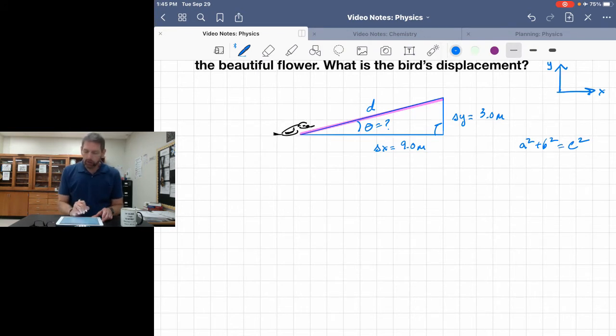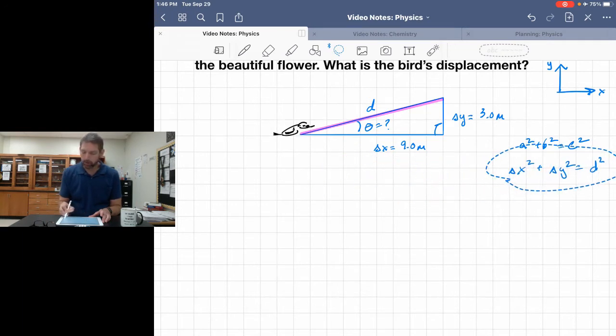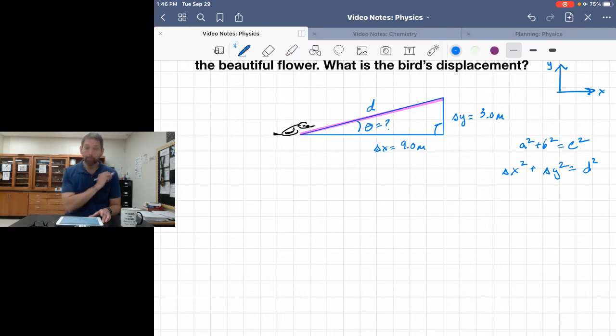So in this case, the c squared is basically going to be the hypotenuse, the d. What we have is a change in x squared plus a change in y squared is going to equal the displacement squared. You can see that this basically matches up to that. So ultimately we're solving for d.